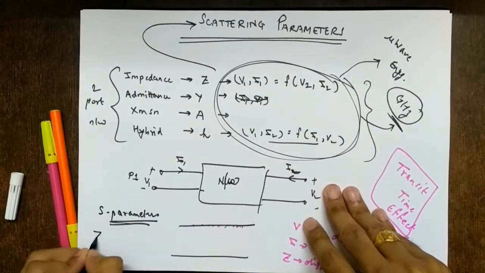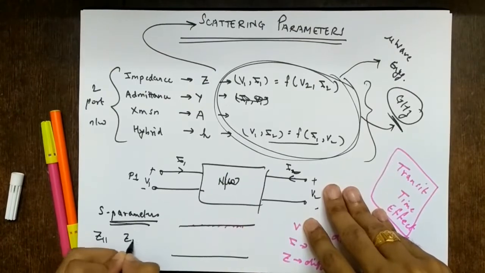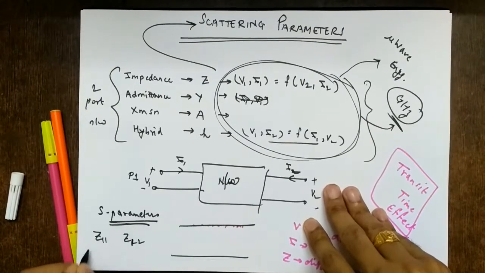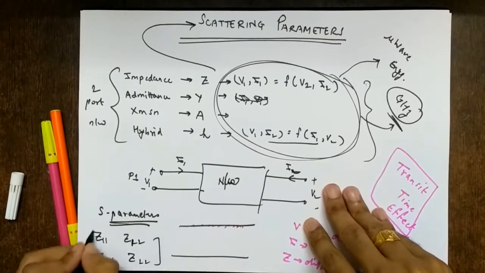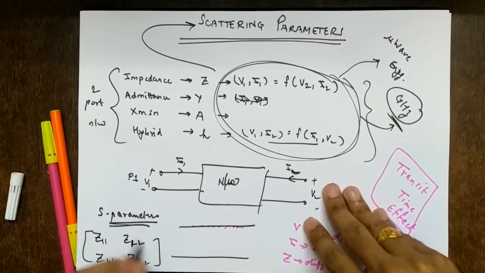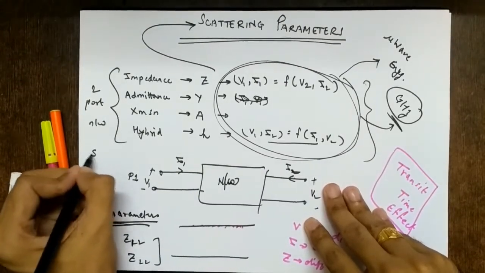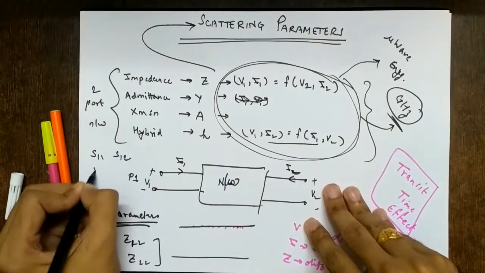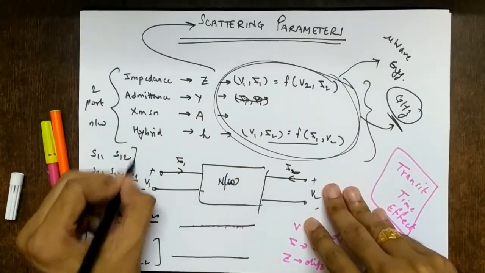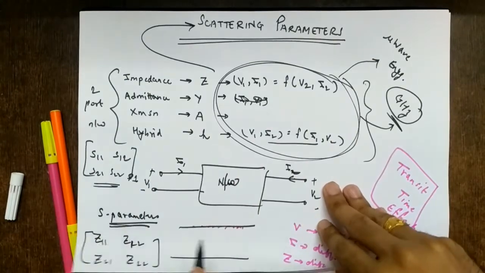So for a two port network, if you had a Z matrix, what would it be? Z11, Z12, Z21, Z22. So this was my impedance matrix, impedance parameters, right? Similarly, the S matrix will be S11, S12, S21, and S22. Remember, S is capital. Okay.